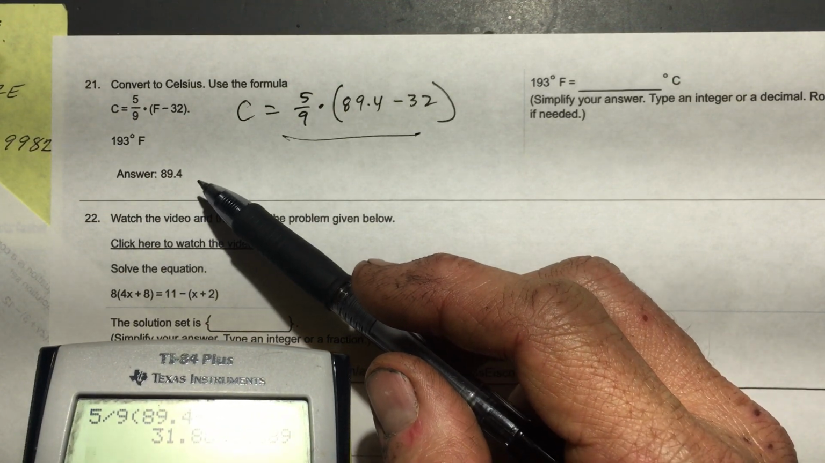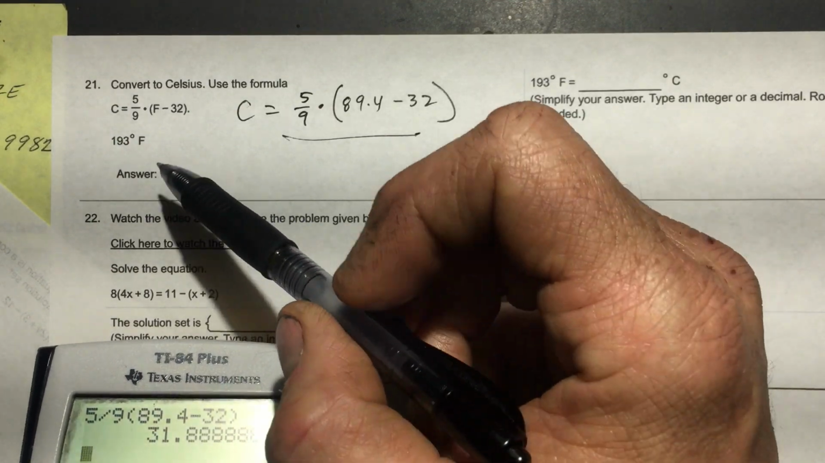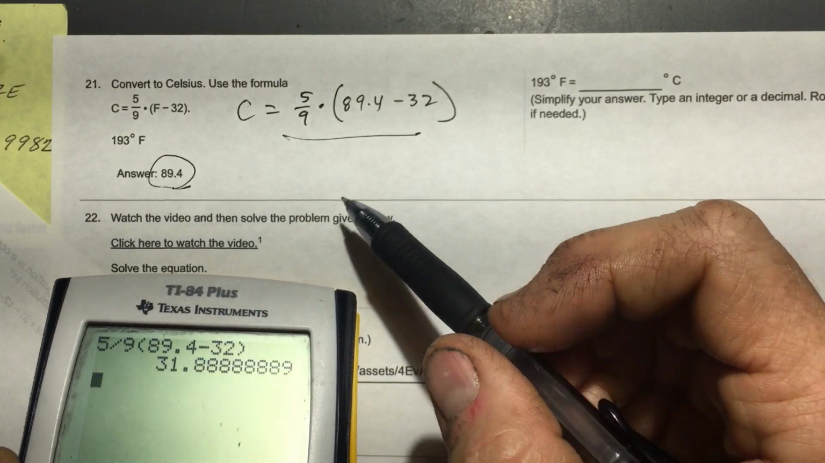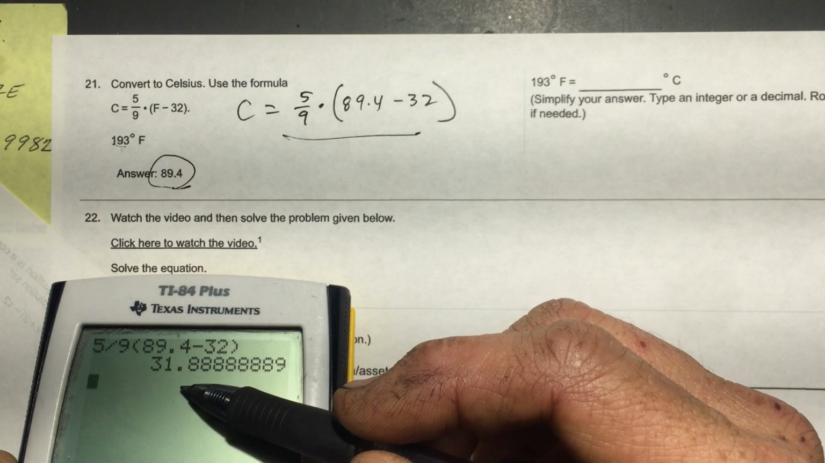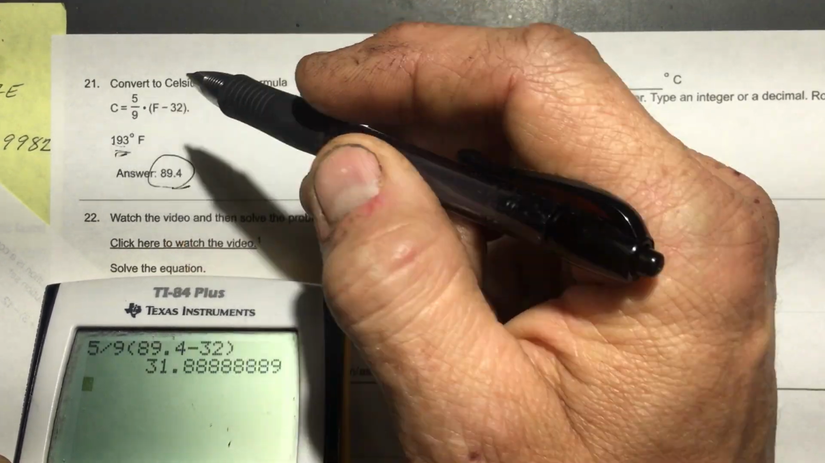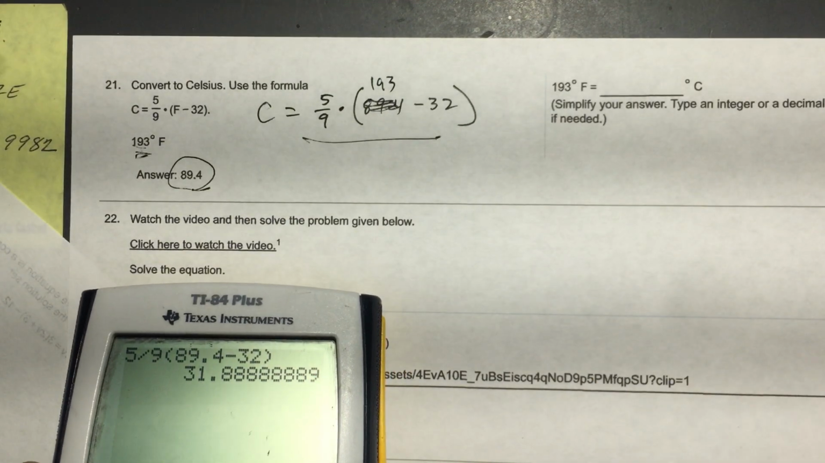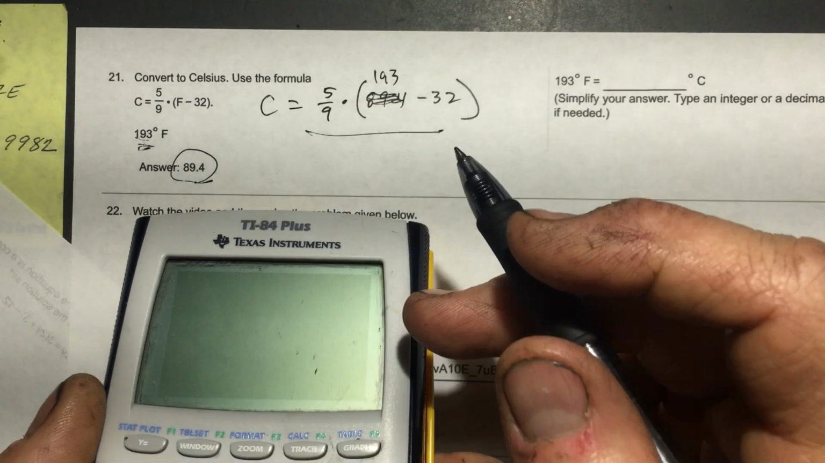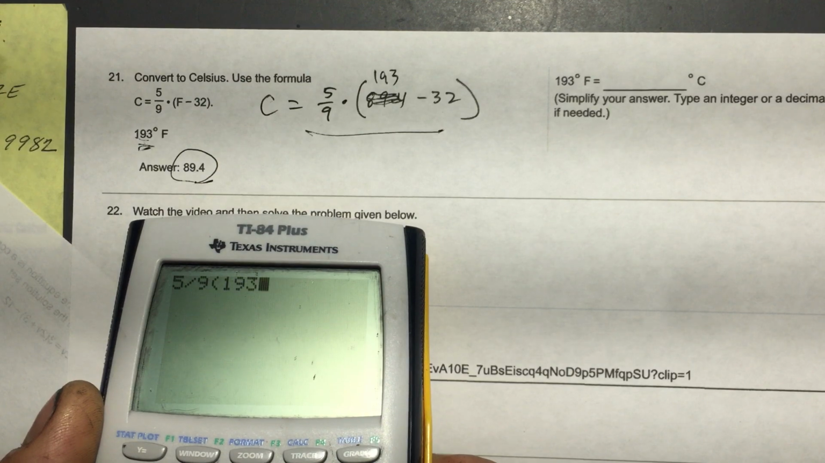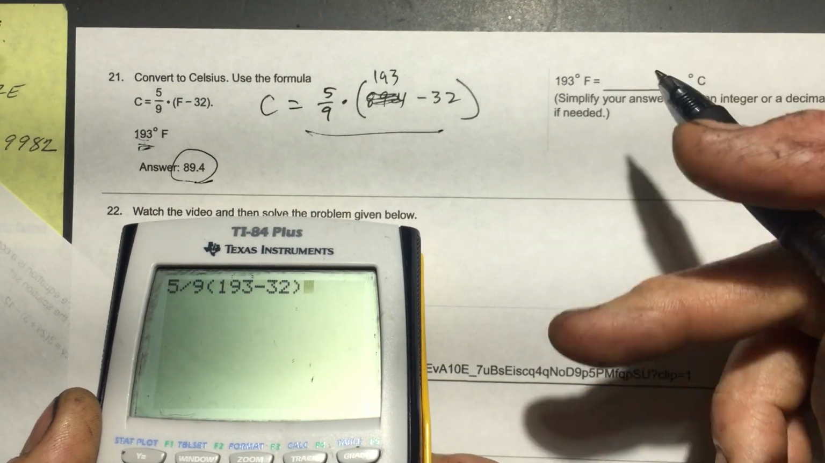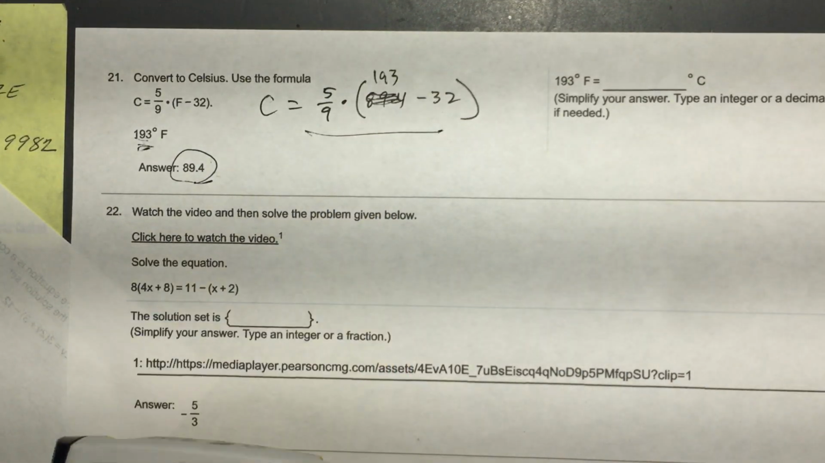We made a mistake here. Oh, okay. I put the answer in. That's what I did wrong. I didn't put 193 in. So that's what 89.4 would give, 31.8. Let's go back and change this to 193. You should have told me I was making a mistake. So I'm going to do 5 divided by 9, and then 193 minus 32. There you go, 89.4. All right, so that's what you do on that.